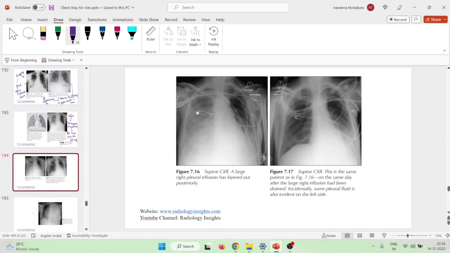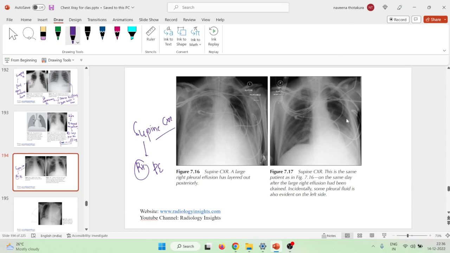Then this is also a supine X-ray with right-sided effusion. Always think, whenever a supine X-ray is done, and in the supine X-ray you are seeing this whitish or brightish color only on one lung, whereas the other lung is clear, then always think of the presence of some type of effusion.